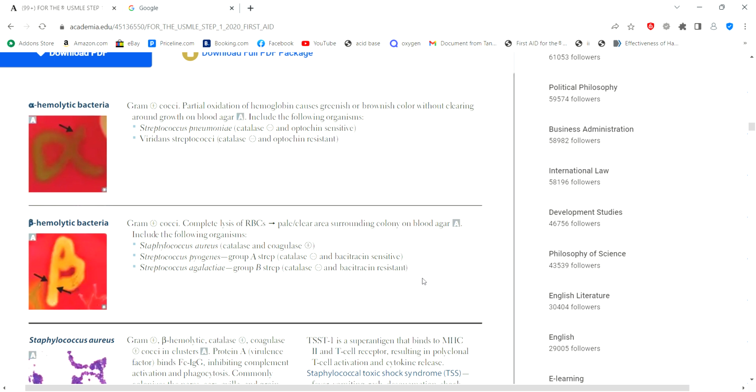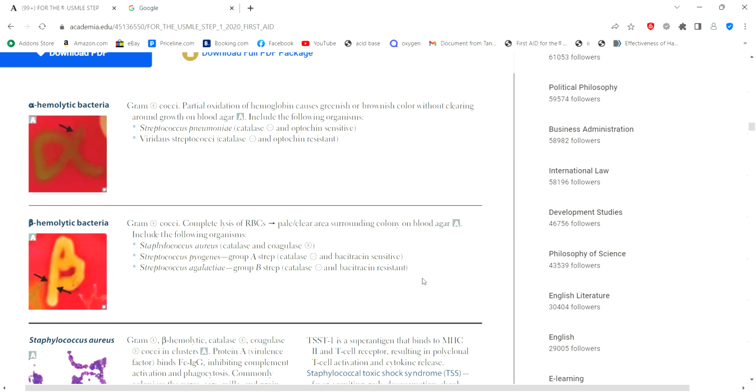Okay, now when we talk about alpha or beta hemolytic bacteria, we're always talking about gram-positive cocci. Now keep that in mind. Now next, partial oxidation. What that means is you're partially adding oxygen to the hemoglobin, and this causes the hemoglobin to form green. So this is the hemolysis. That's why it looks green on blood agar.